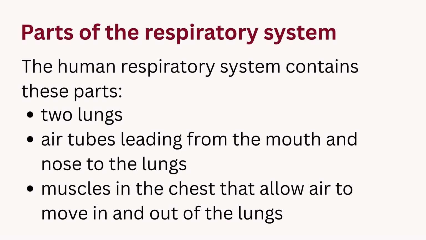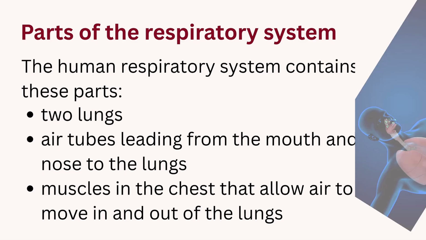Parts of the respiratory system. The human respiratory system contains these parts: 2 lungs, air tubes leading from the mouth and nose to the lungs, and muscles in the chest that allow air to move in and out of the lungs.